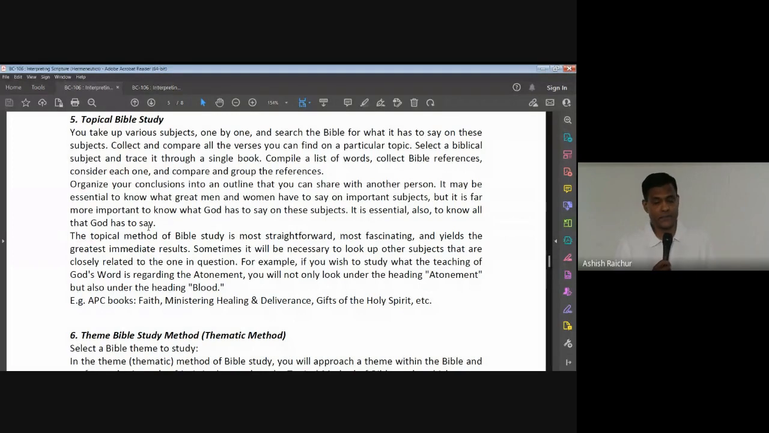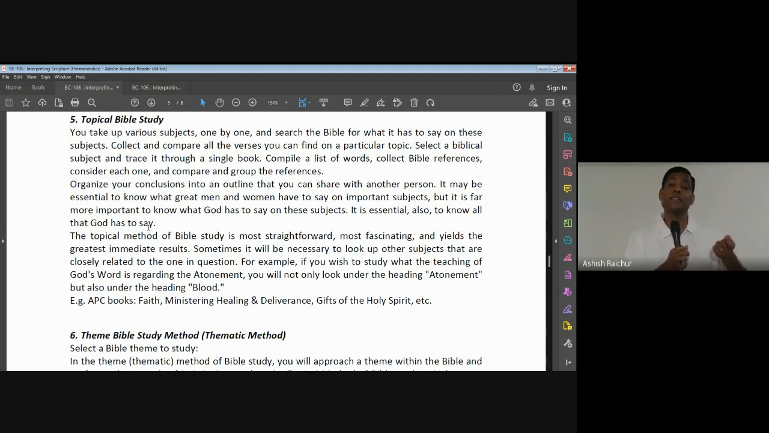But the point is, in both these cases, you have to study the subject from Genesis to Revelation. Do a full study, put it all together, and then you draw conclusions. What do I see in the Bible on this subject? You have to put everything together. Don't omit something, thinking, I don't like it, so I'll leave it out. No, that's not it. Put everything in, and then you draw or deduce conclusions.